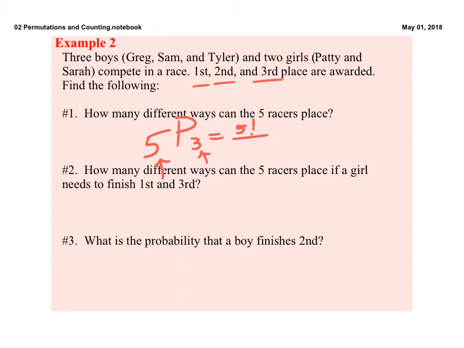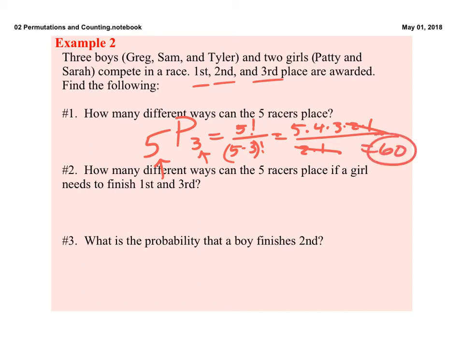5 minus 3 factorial. So that's 5 times 4 times 3 times 2 times 1 over 5 minus 3, which is 2 factorial, so that's 2 times 1. These will cancel. 5 times 4 is 20, times 3 is 60. And a calculator could have done that for you too. But let me show you how you could have also done this with blanks.